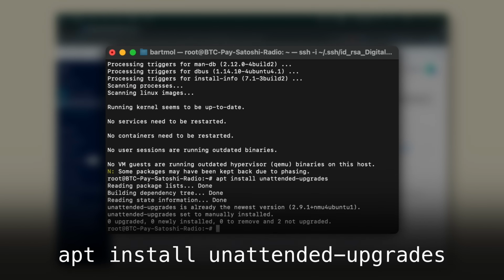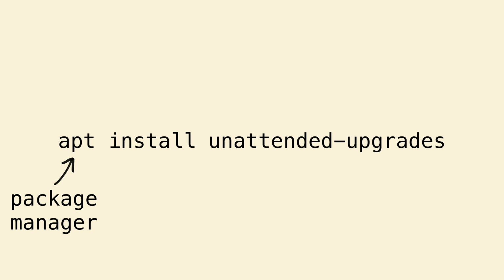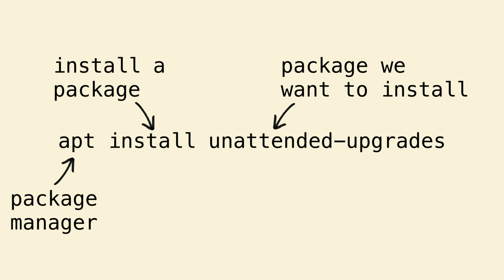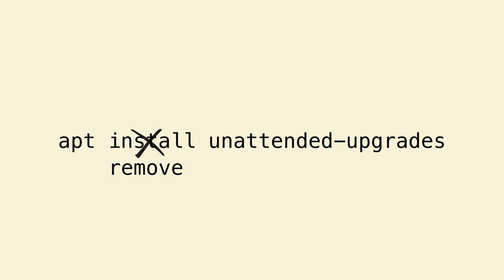If we look at the command again, we have apt, again that's the package manager that allows you to install additional software. And the install command tells the system we want to install a package, in this case the unattended upgrade package. We can also use apt remove package name if we want to remove a package, or apt upgrade or apt update that we just did.